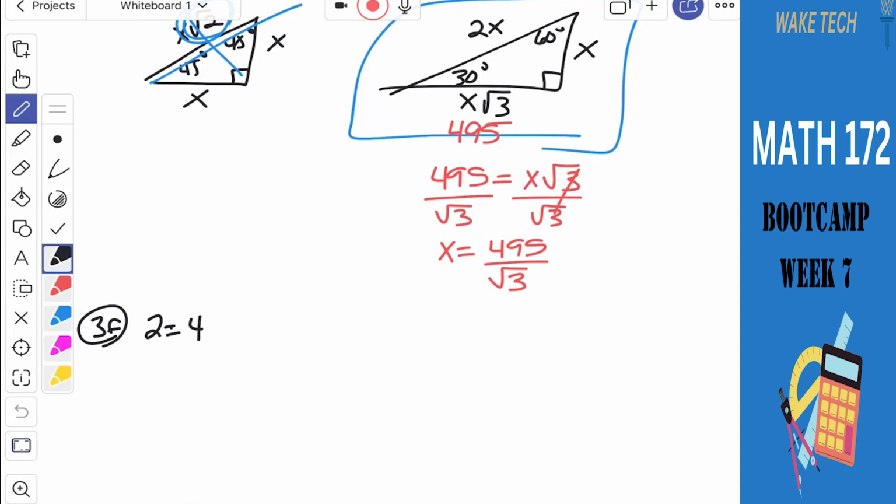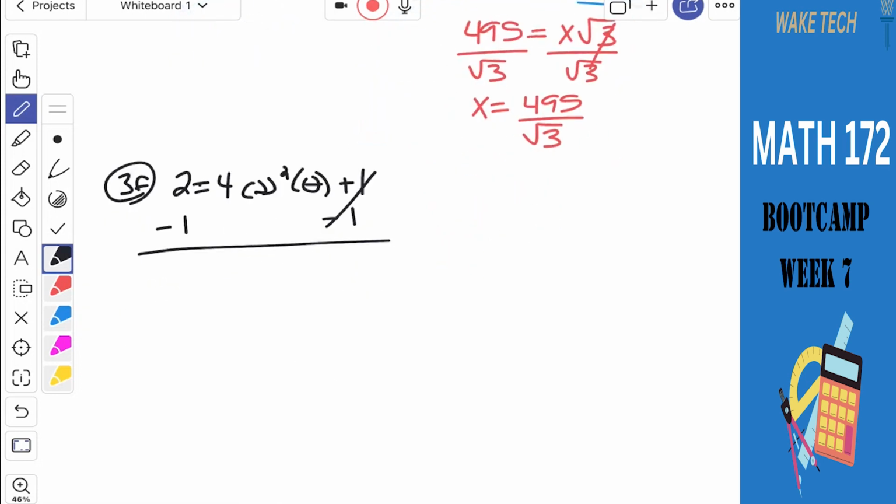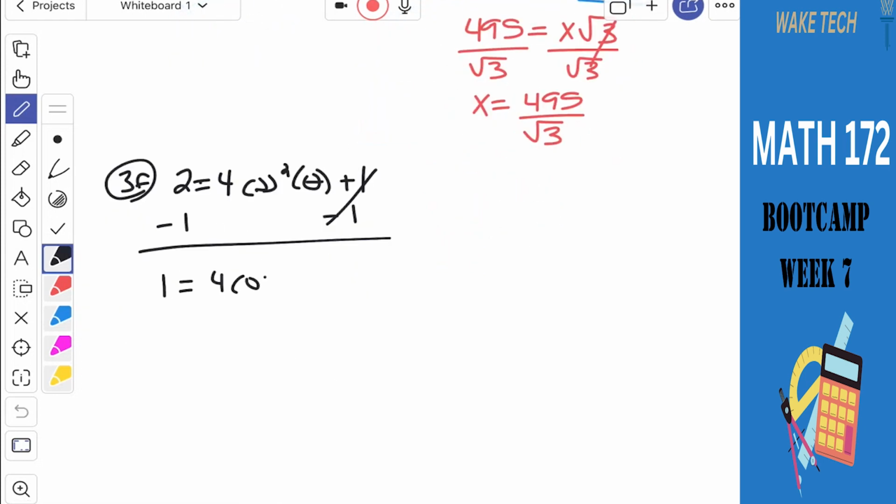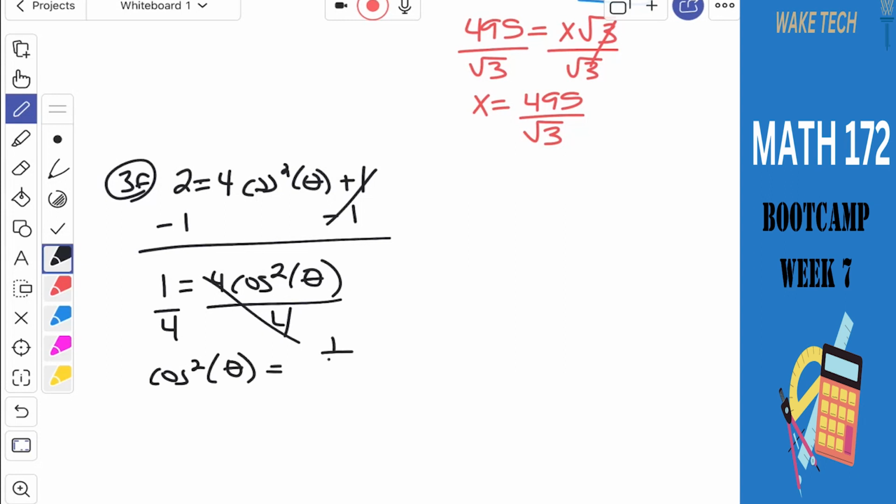2 equals 4 cosine squared theta plus 1. So the first thing would be to isolate the trig function here, first by subtracting 1, and then dividing by 4. I'm going to flip it around as well. Cosine squared equals 1/4. To finish isolating the trig function, we should square root both sides, which tells us that cosine theta equals plus or minus 1/2. The square root of 1 is 1. The square root of 4 is 2. Questions up to here?